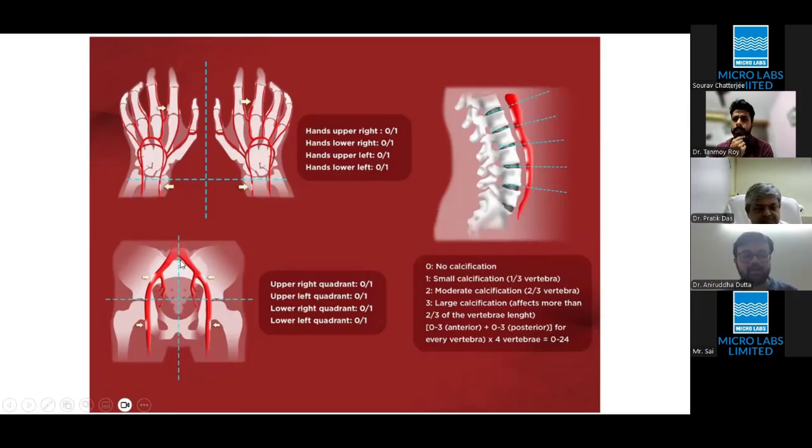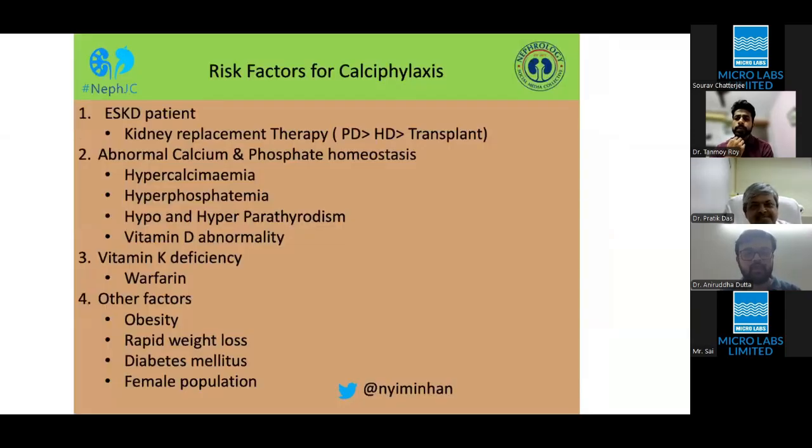And Adragao's scoring system is based on the presence of calcification in arteries of the hands and the iliac and the femoral vessels in each quadrant. When you divide it in quadrants, and if you are not able to see any calcification, then you classify it accordingly.